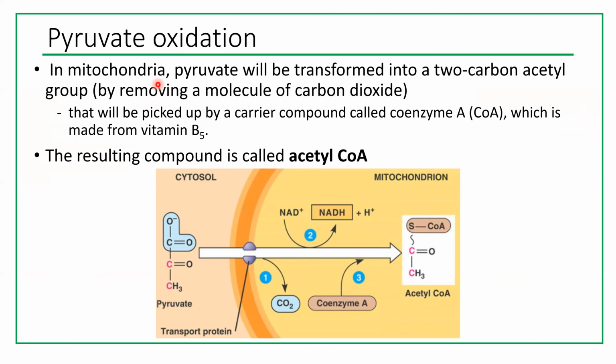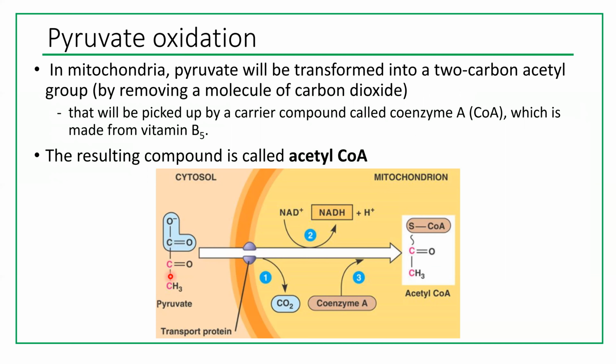Now, in mitochondria, pyruvate will be transformed into a 2-carbon acetyl group by removing a molecule of carbon dioxide. So here's the pyruvate. You see it has 1, 2, 3 carbons. It also has oxygen and hydrogen. So oxygen is available. This pyruvate is moved through a special transport protein inside mitochondria.